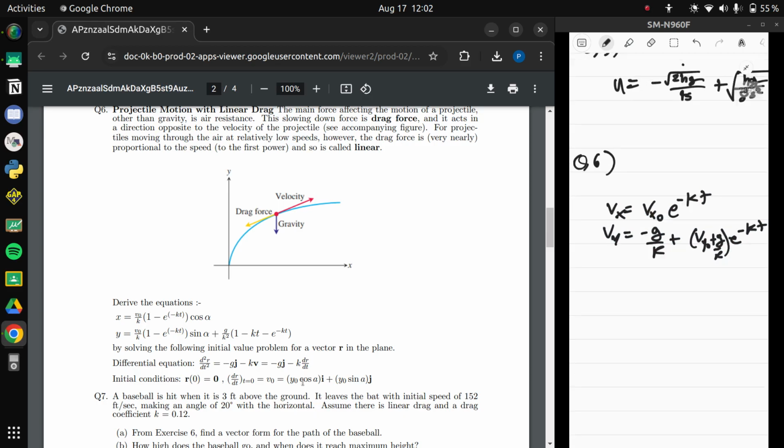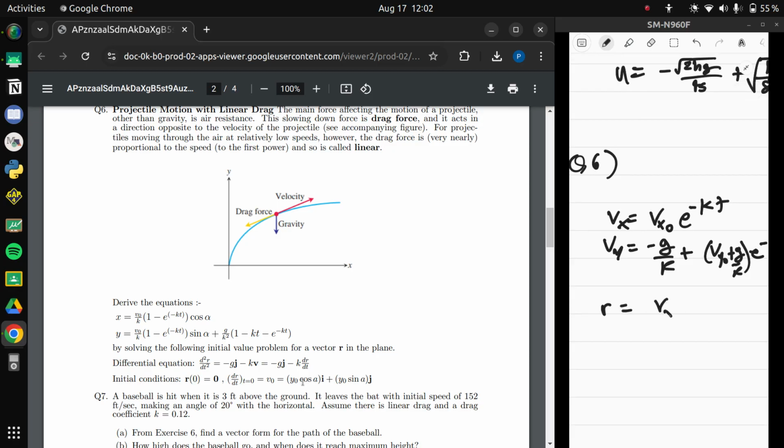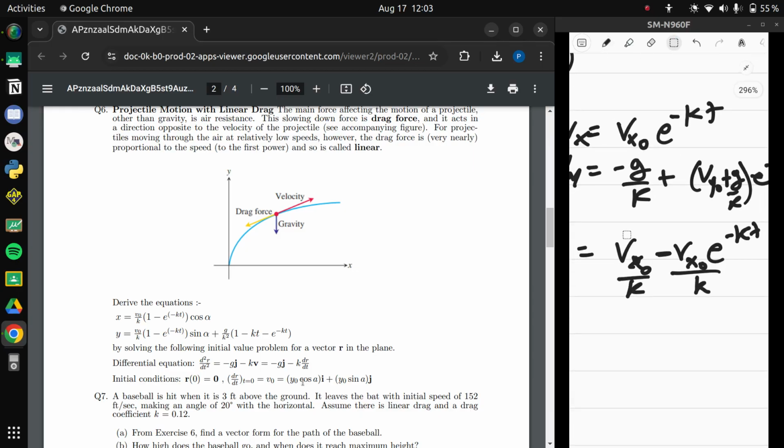Now we want the r component. So r is equal to, just integrate this thing. So Vx0 e power negative kt, integrated gives this upon k, negative, from 0 to t. At 0 it's just a constant, which would be Vx0 on k. Okay, it is an increasing function, but still it's weird.